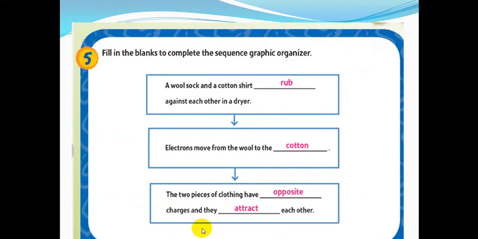Then question 5, fill in the blanks to complete the sequence graphic organizer. A wool sock and a cotton shirt rub against each other in a dryer. So what will happen after that? The electrons move from the wool to the cotton. As this process happens in the dryer, the two pieces of clothing have opposite charges after rubbing. They will attract each other. The answers are: rub, cotton, opposite, attract.